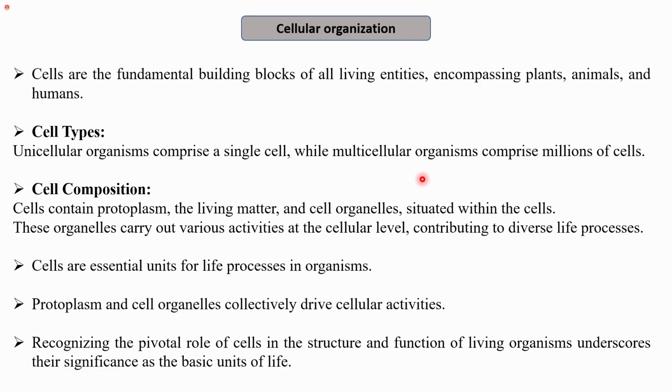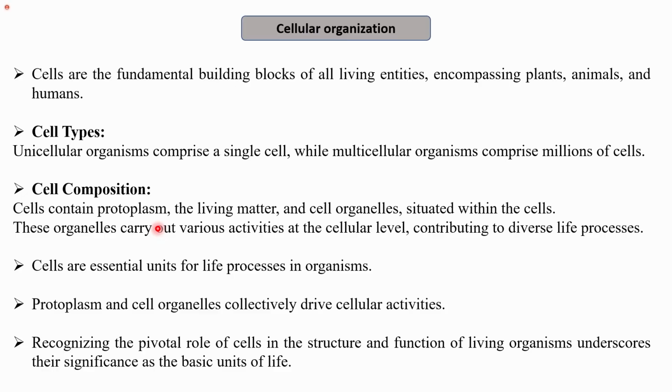Now, the cell itself consists of many components, and these are organized within the cell. So, the cell contains protoplasm, which is the living matter, and cell organelles, which are situated within the cells. And these organelles carry out various activities at the cellular level, contributing to the diverse life process. For example, inside the cell, there are DNA, RNA, proteins, and many other components. If I talk about cell organelles like mitochondria, which we all know is the powerhouse of the cell, it leads to the synthesis of ATP and provides energy to the cell.